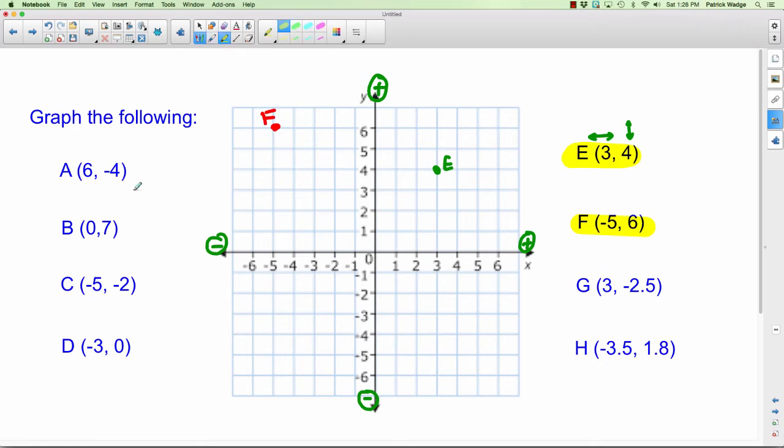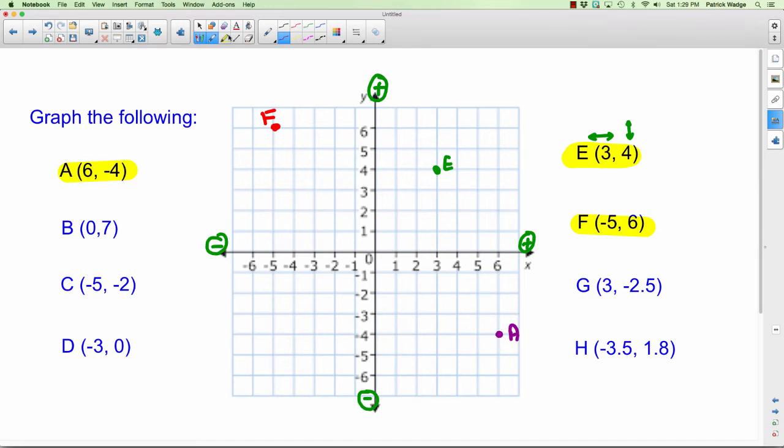Okay, next, let's do a 6 and then negative 4. So 6 is positive, and we're going one of these two ways. Always crawl before you leap. So we have to go 6 out this way. 1, 2, 3, 4, 5, 6. And then the second number is negative. So we're actually going to go down. Negative 4. 1, 2, 3, 4. There you go. That's A.